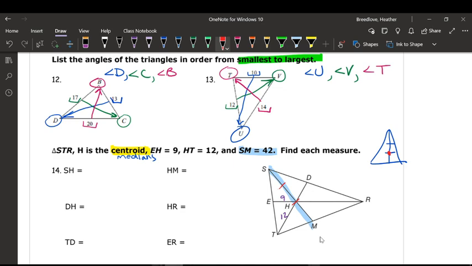It's 14. So, for SH, if I take 42 and I divide it by 3, because there's 3 pieces, then each one of those pieces is going to have a length of 14. So that means this one is 14, and this one is 14, and this one is 14.